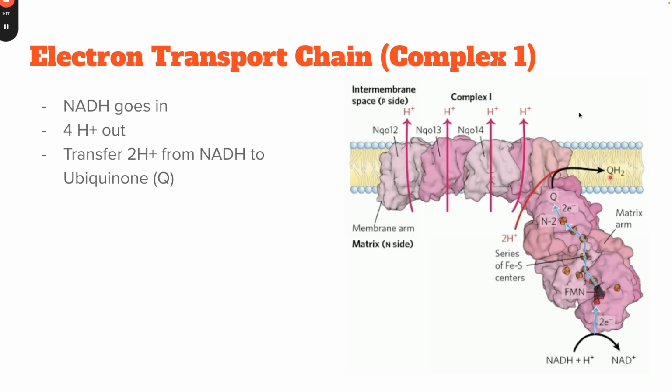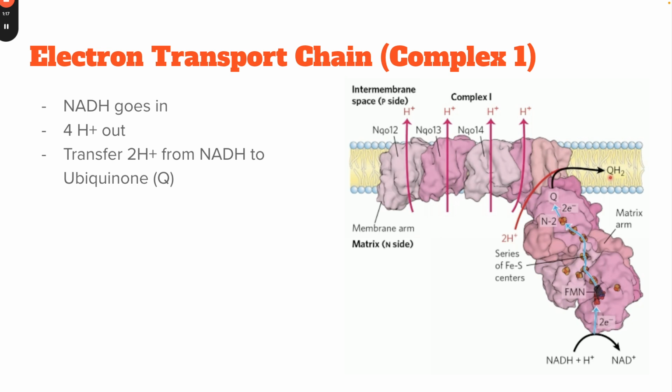We have our NADH going in, and through a series of reactions, we're going to have 4 protons being pumped out, and we're going to have another 2 protons from our NADH that are going to be transferred to ubiquinone. So this is the fully oxidized version, Q. The key points here: NADH gets oxidized, ubiquinone is reduced. This complex only uses NADH.